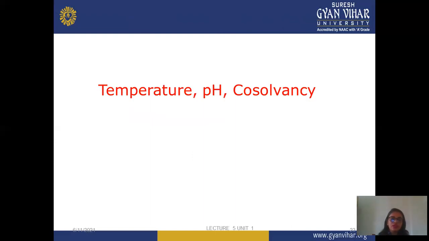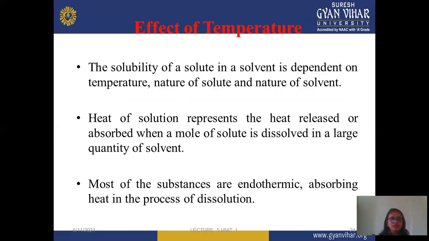Next is the effect of temperature, pH, and co-solvency. Here you will learn how pH affects solubility, how temperature affects solubility, and what co-solvency is. In the effect of temperature, the solubility of a solute in a solvent depends on the temperature, the nature of the solute, and the nature of the solvent. The solubility of a particular drug depends not only on the temperature, but also on the nature of the solute as well as the solvent. When solute and solvent combine, they form a solution at a particular temperature, and this solubility may increase or decrease depending on the type of the drug.